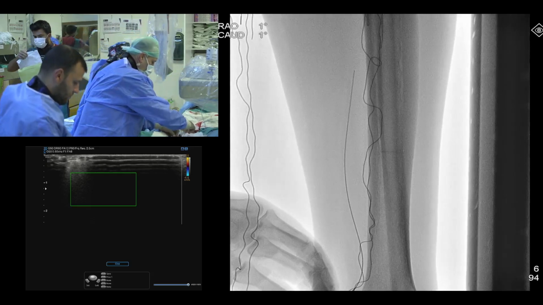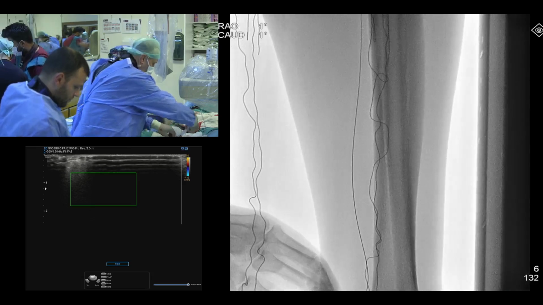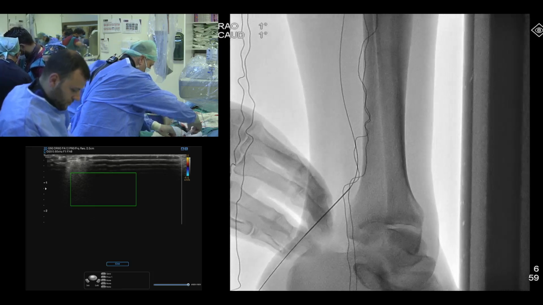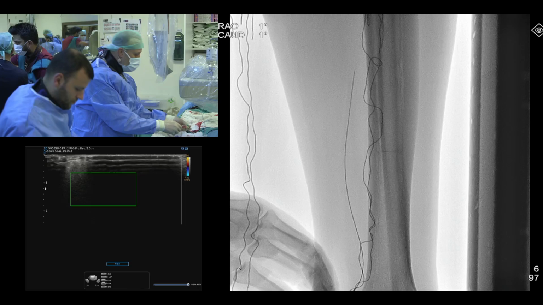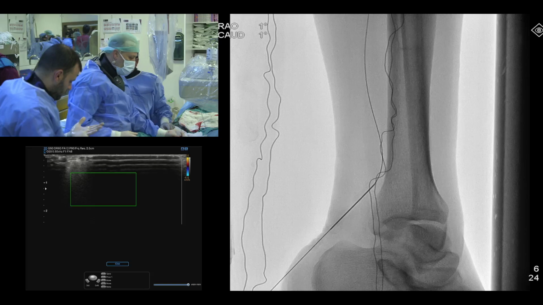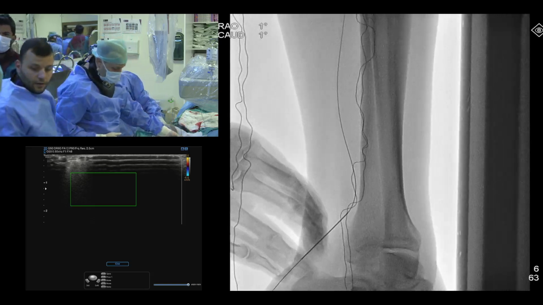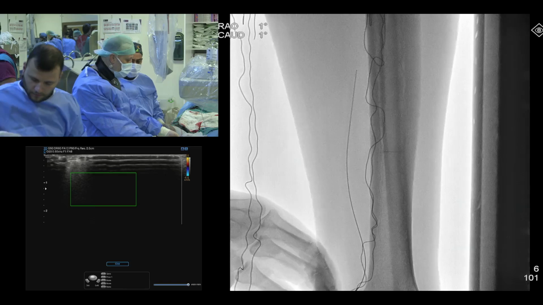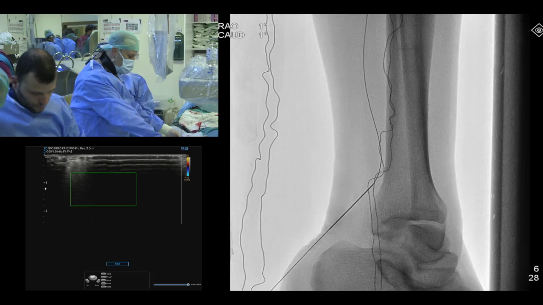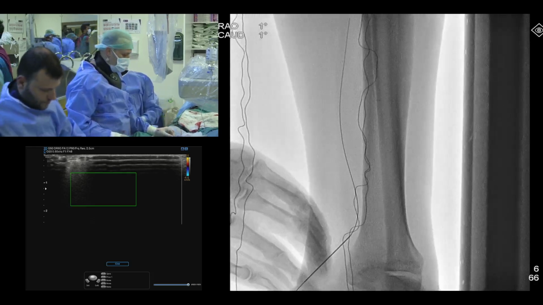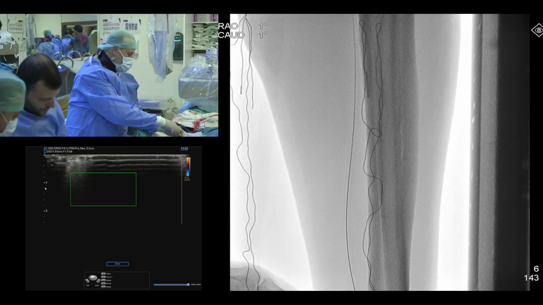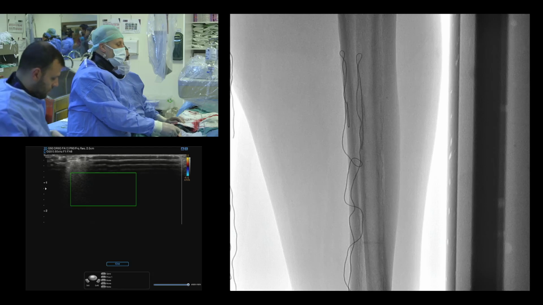You are inserting the sheath. Yes, we inserted the five French radial sheath. Okay. Nitrate, okay, contrast. We advanced the Shantros 18 microcatheter and Gladius 18 wire. Let's do a small contrast check. Can you see below? Can you see the foot?